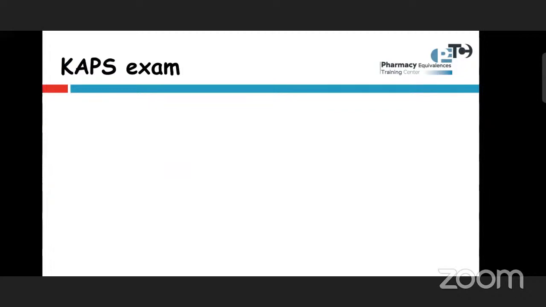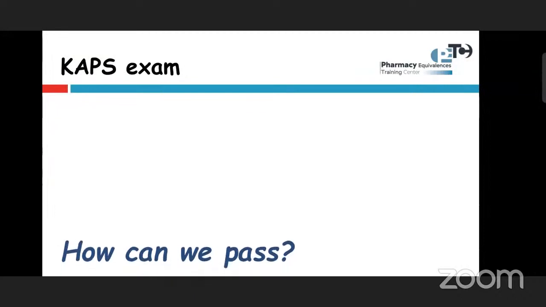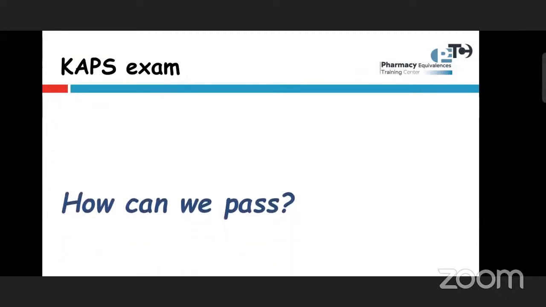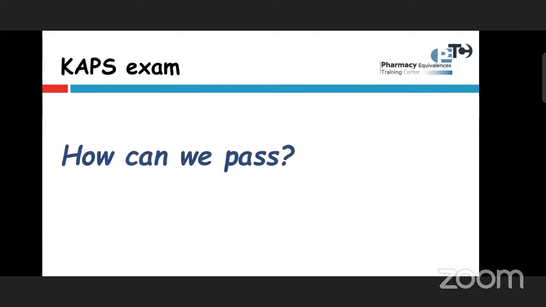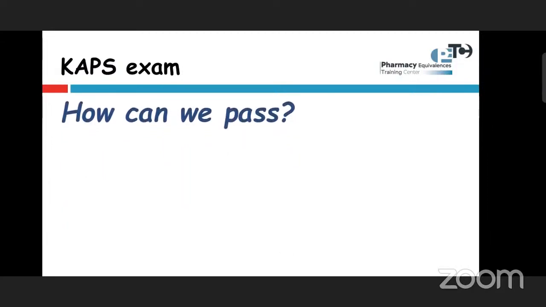Now, the most important thing for us is how to pass this exam. How can we pass this exam? Actually, if you want to pass the exam, you should solve 50% of each topic the right way. So the passing score is calculated not for the total exam, but for each topic. If we have 2 main topics in paper 1, you should pass 50% of each of them.